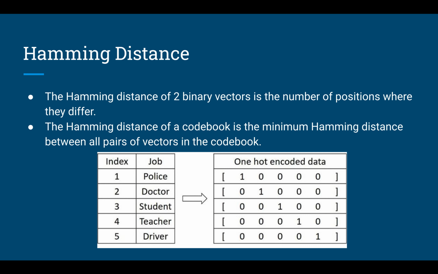An important concept related to error correcting output codes is Hamming distance. The Hamming distance of two arbitrary binary vectors is the number of positions where their bits differ. And the Hamming distance of a codebook is just the minimum Hamming distance between all pairs of vectors in the codebook. So here in this example, the Hamming distance between the class for police and the class for doctor is 2, because as you can see here, the encoded vectors differ in the first two positions. Similarly, the Hamming distance of this codebook, so this entire matrix, is also 2 because all pairs of class vectors have Hamming distance 2, which should be easy to verify.